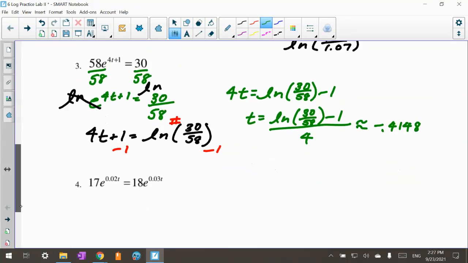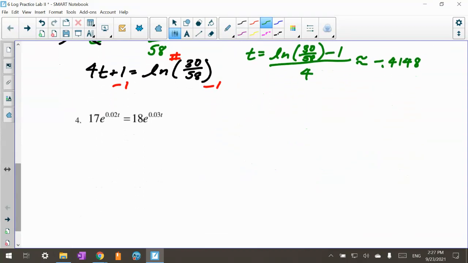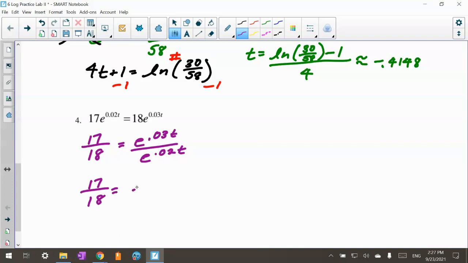We're going to keep going, so if you want to try some and then come back, that's totally up to you. I'm going to do some normal math here, so I'm starting to get the hang of this. So I think what I'm going to do is divide by 18 and divide by that because they both have the same base. So I have 17 divided by 18 is going to equal e to the 0.03t divided by e to the 0.02t. And because they have the same base, I can write this as 17 over 18 equals e to the 0.01t. Now, if you went the other way, everything would be flipped and this would be negative. It still works.